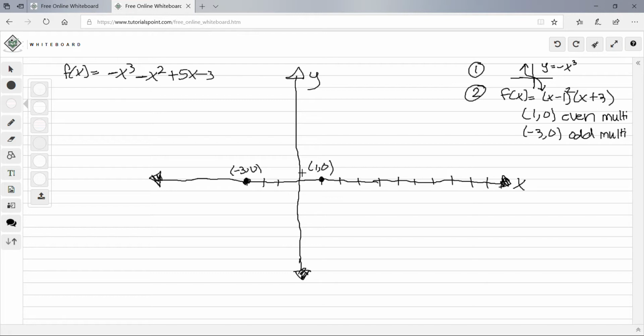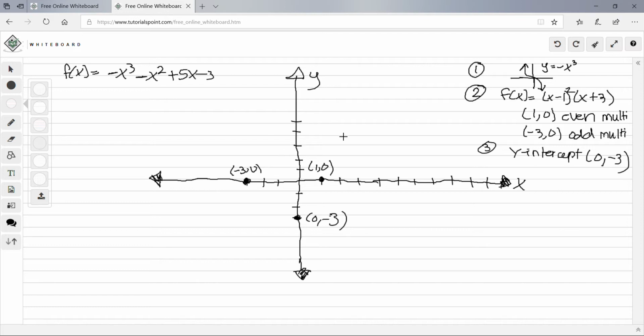And then we gotta make sure our y-intercept is 0, -3. So 0, -3 should be right around here. So we know our x-intercepts and our y-intercept, and we know our end behavior. So I think now we can graph it.